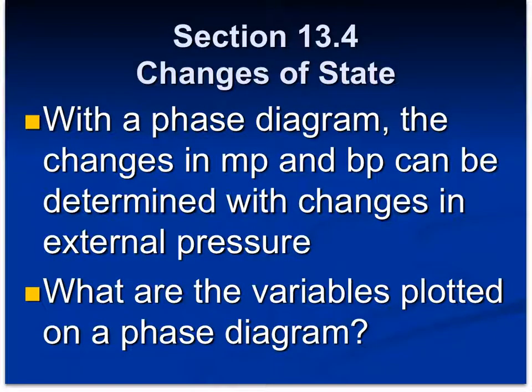So a key point when we're talking about these phase diagrams is that the changes in melting point and boiling point can be determined with changes in external pressure, which we've talked about before, but we like the graph because it's easier to find that way. And just a quick review question, what are the variables plotted on the phase diagram? I'm hoping you're going to say that it's temperature and pressure.